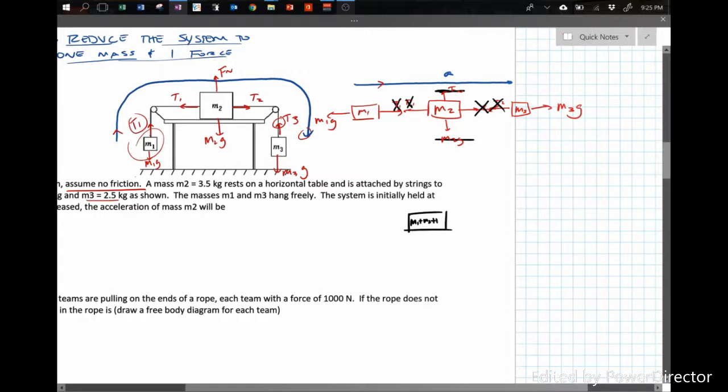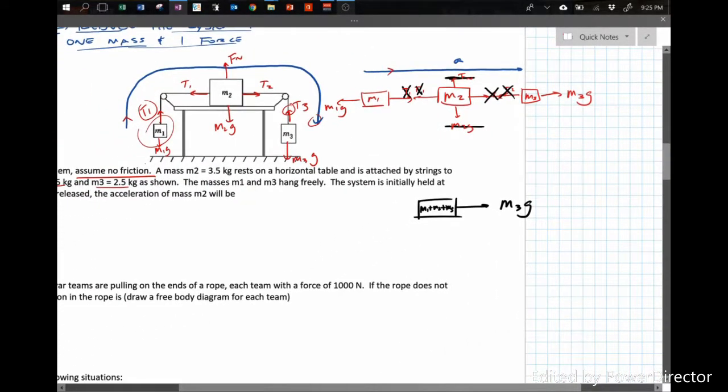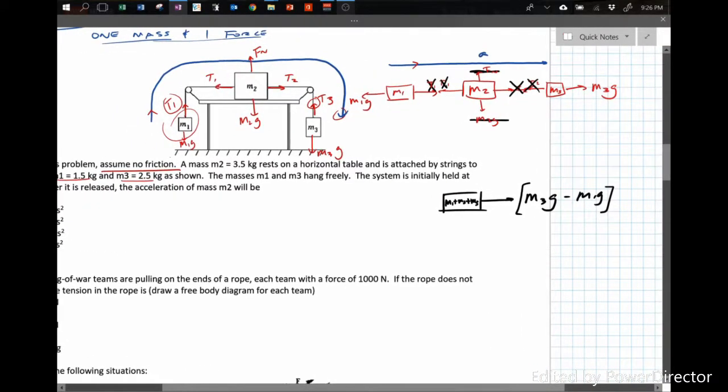M1 plus M2 plus M3. We'll have M3G pulling this way, and M1G is pulling opposite that. So if we're looking at the net force, it's going to be M3G minus M1G. If we want the acceleration of this whole thing, it's going to be the net force over the mass. The acceleration is going to be M3G minus M1G over M1 plus M2 plus M3. Now we figured it out. All that's left for us to do is plug in our numbers.